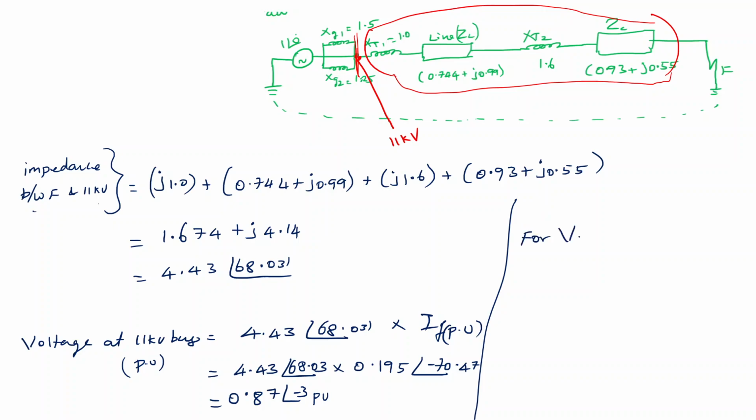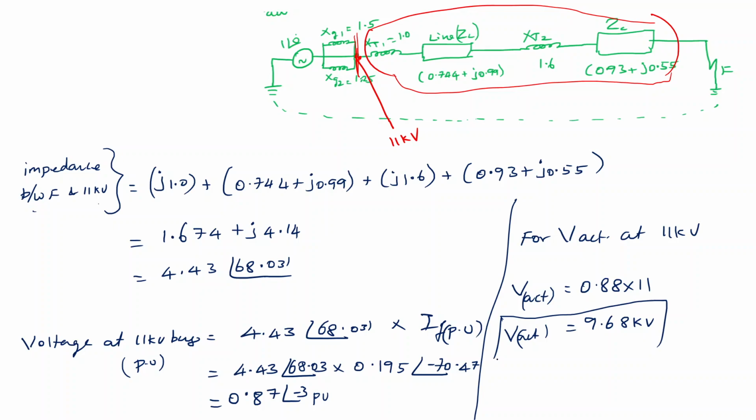So the actual voltage at 11 kV is V actual equal to 0.88 into 11. Because this is per unit, multiply it with 11 kV. That's all. So the value is 9.68 kV, the actual voltage at the 11 kV position. So this is the final value. Everyone is getting this V actual value, right? Yes, sir. Okay, that's all.